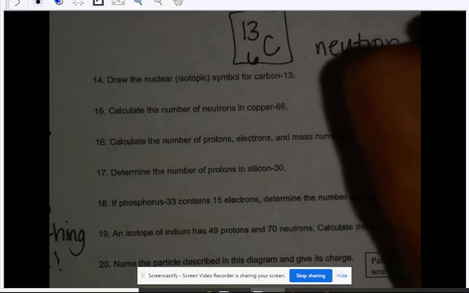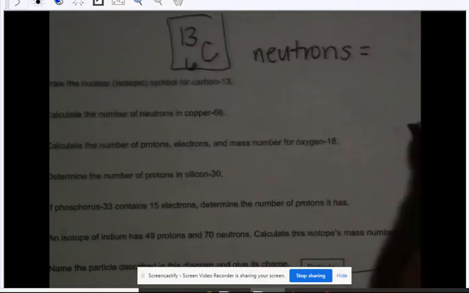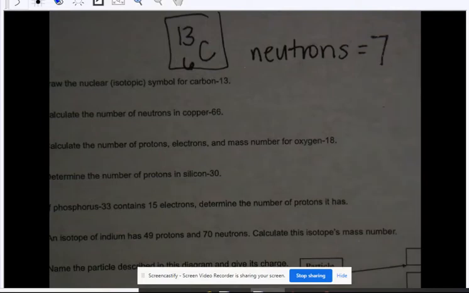Looking at this, how many neutrons are there? Nope. 7. Good. Just put that there. Keep practicing that in your brains, okay?